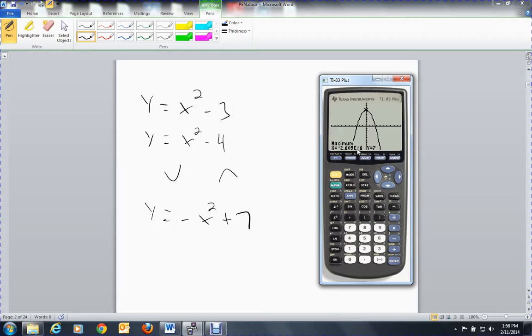There's my maximum. Once again, e -6, that means 0. So that point is 0, comma 7. The maximum value is actually y equals 7 at x equals 0.